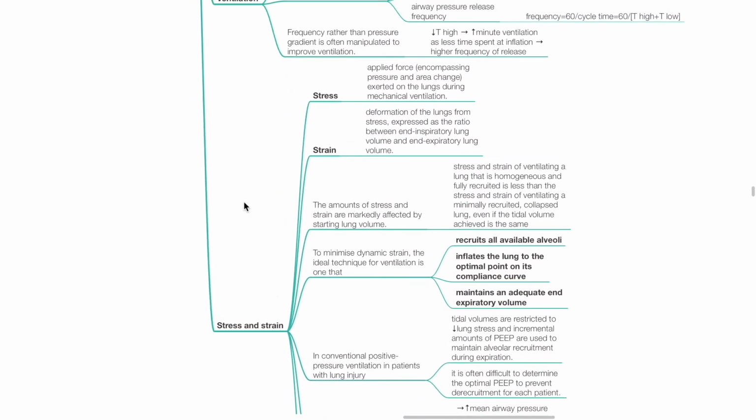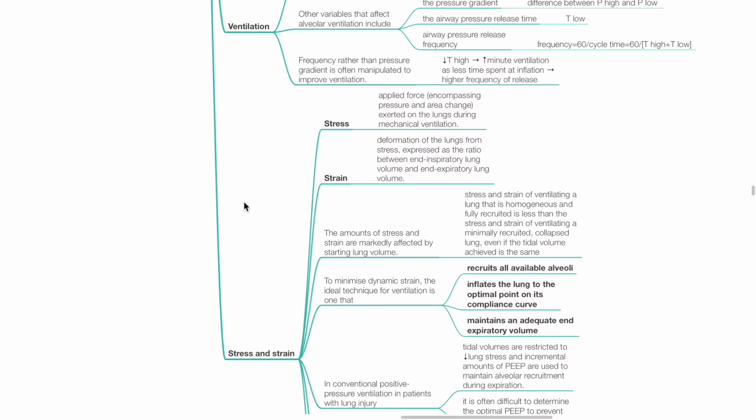Other variables that affect alveolar ventilation include the pressure gradient, which is the difference between P high and P low, the airway pressure release time, T low, and the airway pressure release frequency, where the frequency equals 60 divided by cycle time, where cycle time is T high plus T low. Frequency rather than pressure gradient is often manipulated to improve ventilation. A reduction in T high increases minute ventilation as less time is spent at inflation, and this results in higher frequency of release.